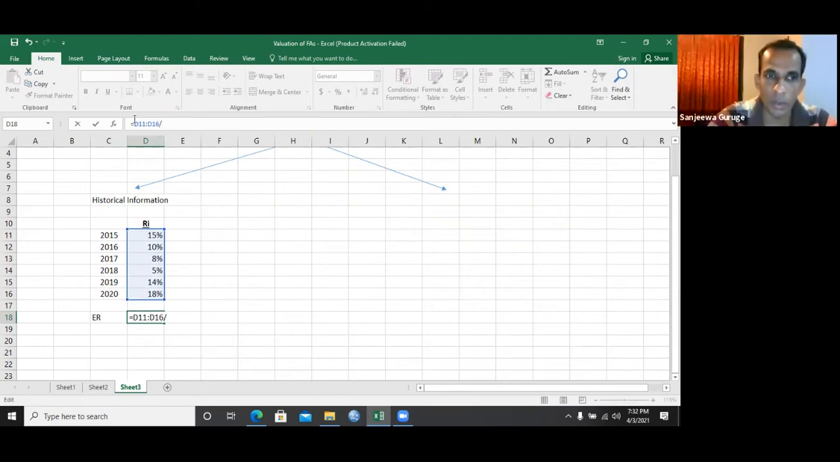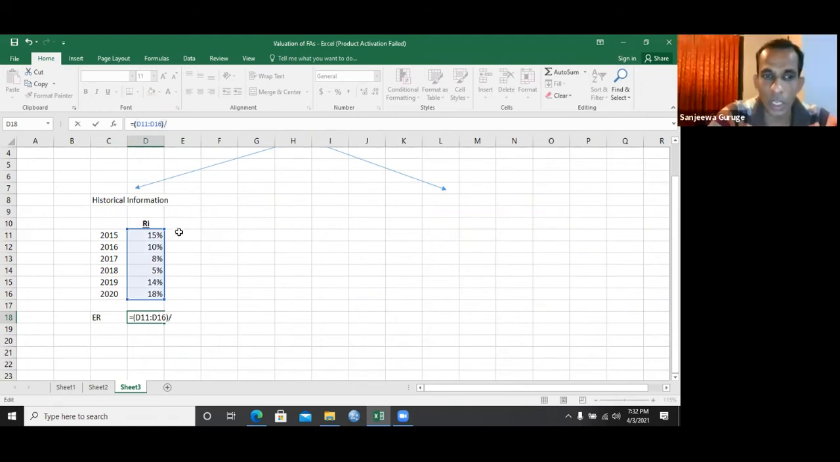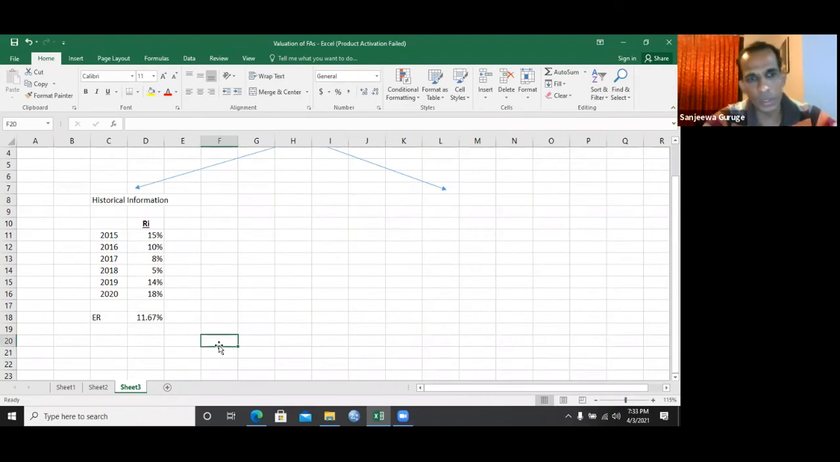So that should be divided by the number of observations, right? The number of values we use, n. So here 6 periods are there. We can get the total of this, that is sigma. It should be divided by the number of observations, right? Then you get the expected return. So the approach is very simple.